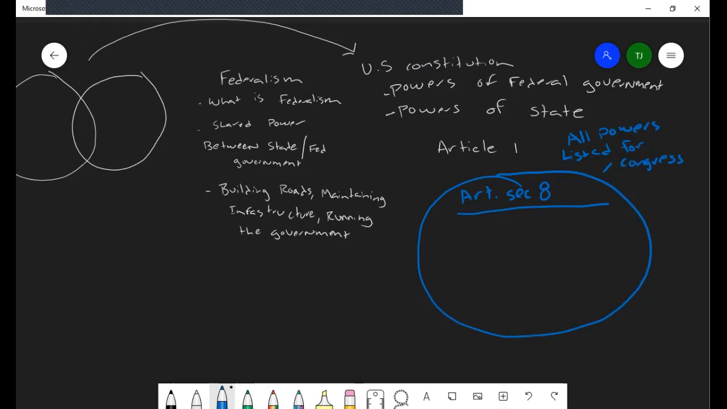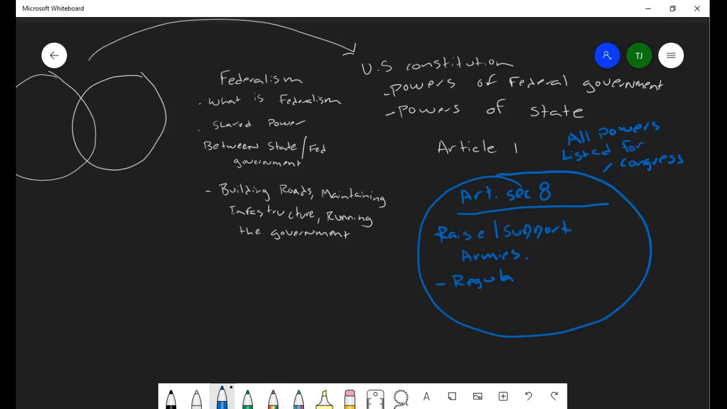Okay, so one of the powers is to raise and support armies. I like that. What does that mean, raise and support? Could that mean train armies? Yeah. Ms. Jensen. So regulate commerce. Ms. Jensen, what is commerce? Okay, commerce is specifically referring to trade.